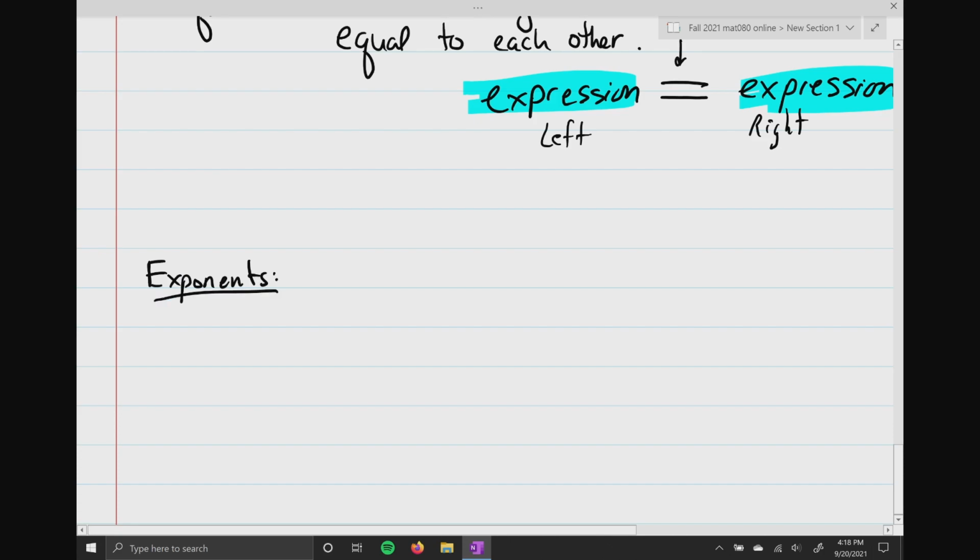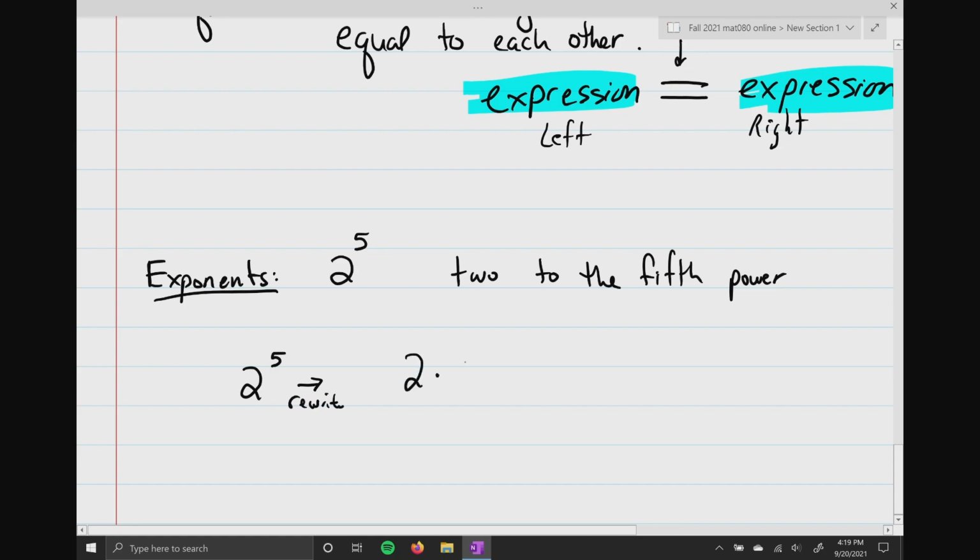Okay, so exponents are just a really fancy way of writing multiplication over and over again. For example here, I'm going to write 2 to the 5th power. And that's how I read this. Forgot a T in there. 2 to the 5th power. And what this means is we can rewrite that as 2 times 2 times 2 times 2 times 2.